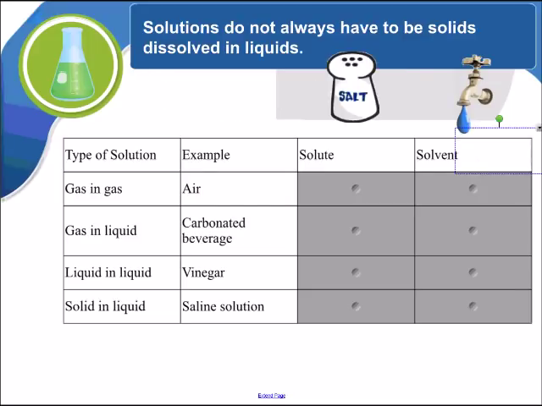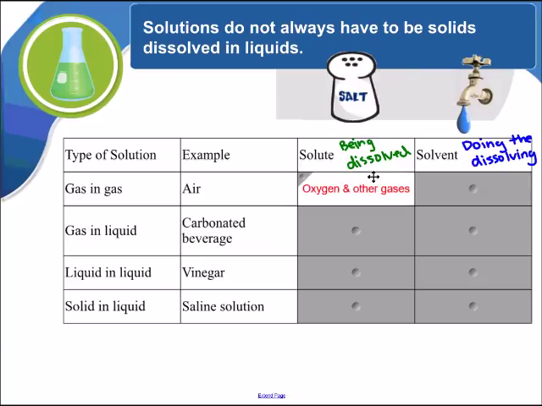The first thing I want to emphasize is that solutions do not always have to be a solid dissolved in a liquid. We can have a gas dissolved in another gas. An example of this is air. We're always going to have a solute, which is the thing being dissolved, and a solvent, which is the thing doing the dissolving. So for air, when we have a gas in a gas, our solute is going to be oxygen and the other gases in air, and it's dissolved in nitrogen because that's the highest percent composition of the air.